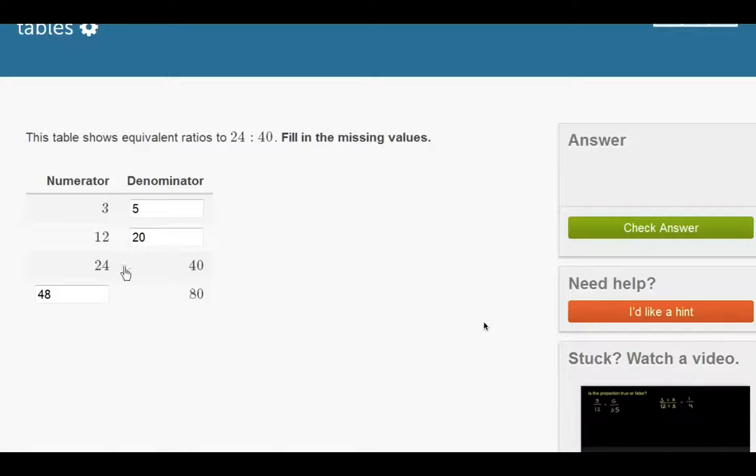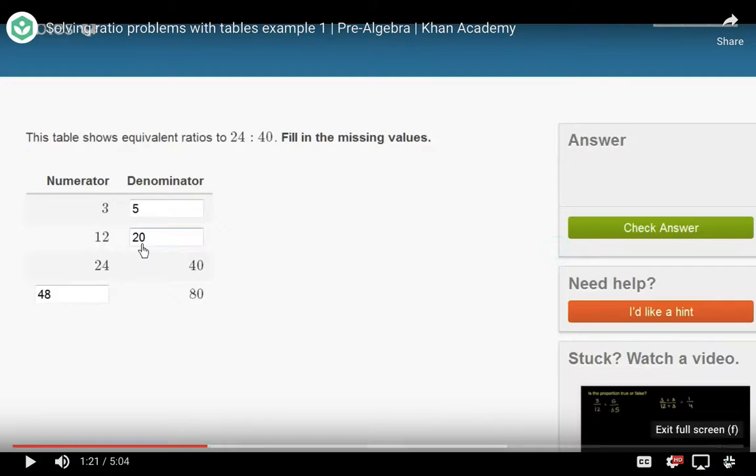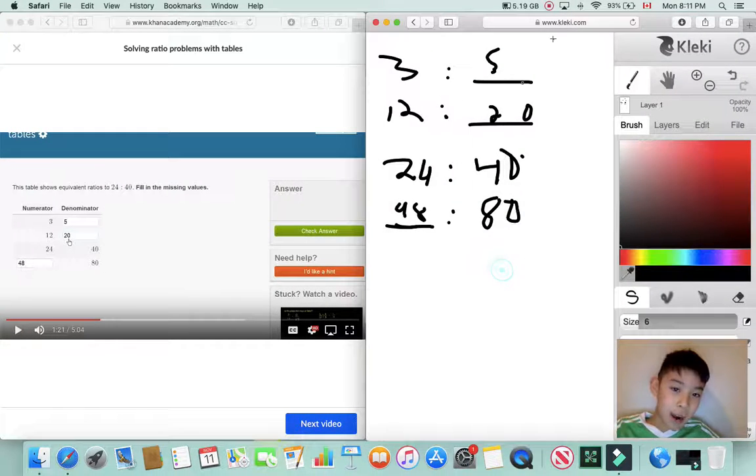And what we just did here is we wrote 4 equivalent ratios. The ratio 3 to 5, or 3 over 5, is the same thing as 12 to 20. Remember I said that they are kind of like fractions? Oh, look at this.